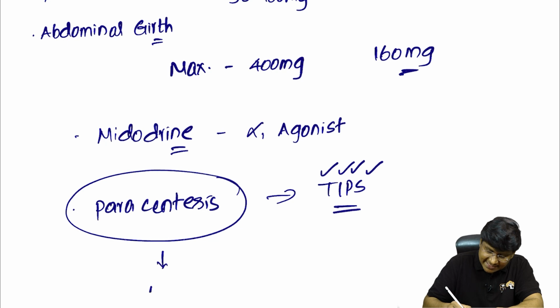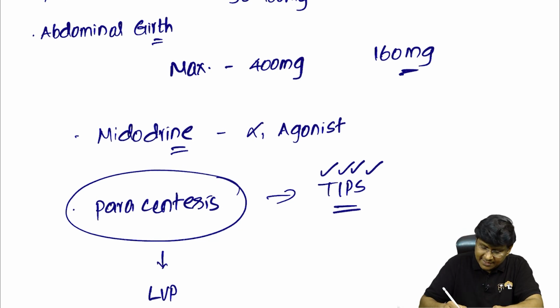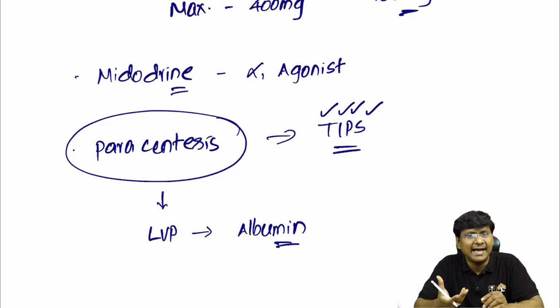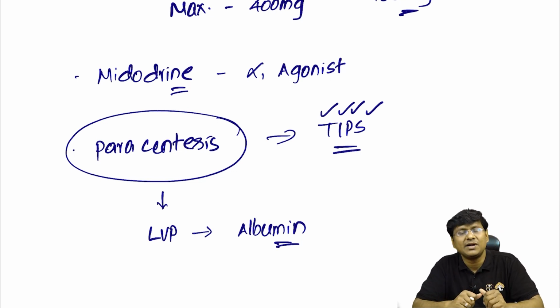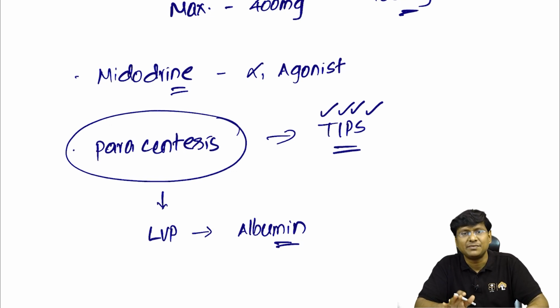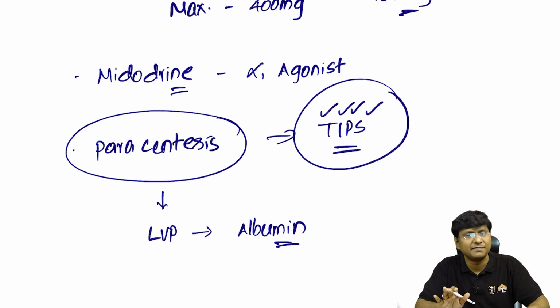And whenever you are doing large volume paracentesis, you will take up to 5 liters of the peritoneal fluid from the peritoneal cavity. At the same time, you need to give an albumin infusion. Why? Because albumin infusion will raise the oncotic pressure within the vessel, and that will cause the mobilization of the fluid back into the intravascular space. That is the reason you need to give albumin. And TIPS is very much superior compared to abdominal paracentesis. So this is about the treatment.